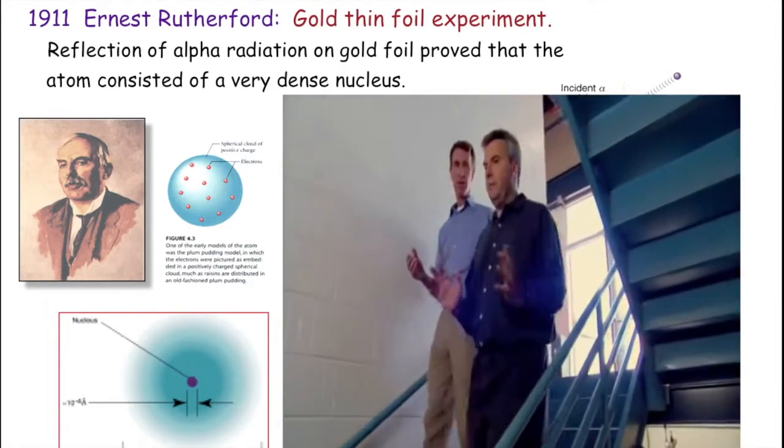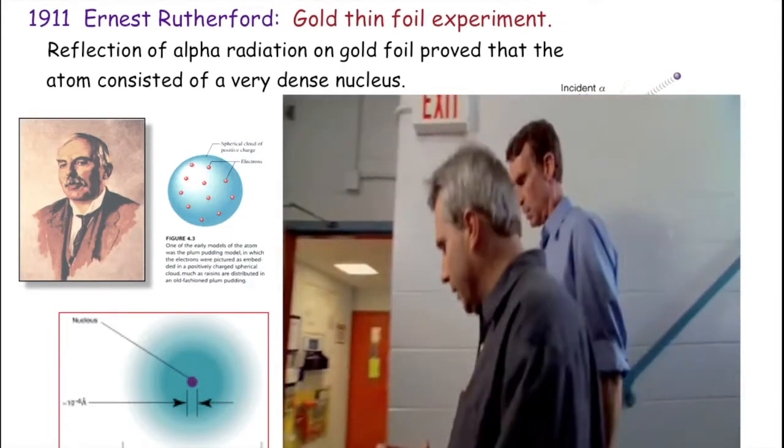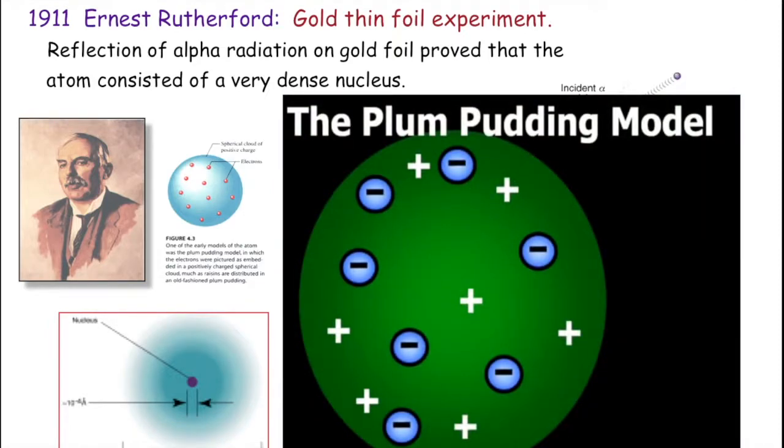Even 100 years ago, people knew how big the atom was, and they thought that electrons and protons would be spread pretty much uniformly throughout the atom. And they called this the plum pudding model because they thought of the electrons like raisins in a fruitcake, spread throughout the inside of the fruitcake.